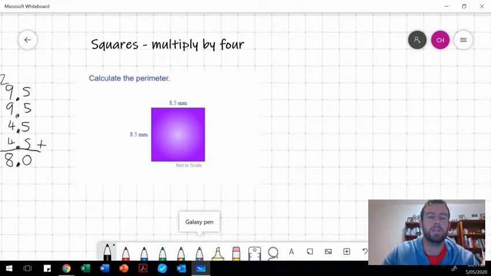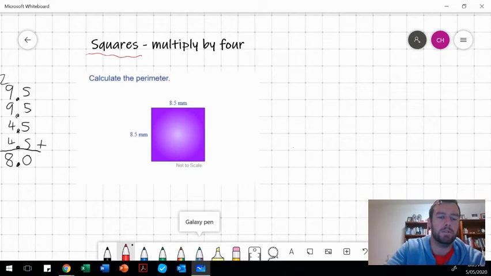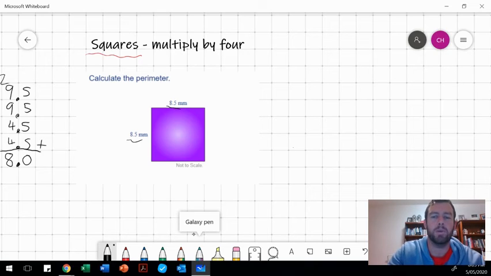The last strategy is multiply by 4. This will work for squares only. So this will only work for squares, not for rectangles, but for squares. On a square, I know that all sides are equal length. So I know for this square, all the sides are going to be 8.5 millimeters long. So I can multiply 8.5 by 4, and that will give me the perimeter of the square here.